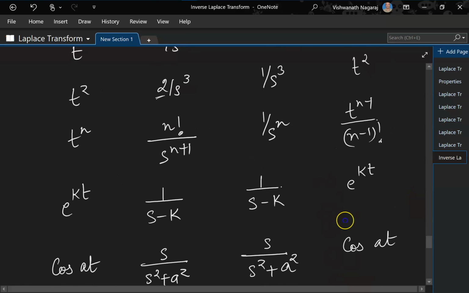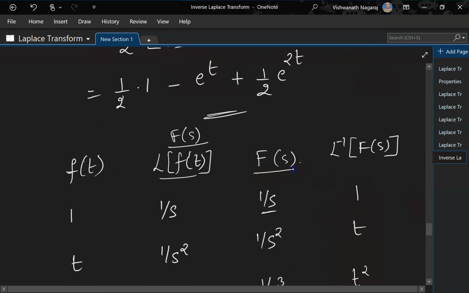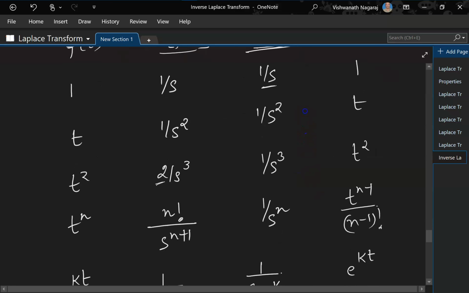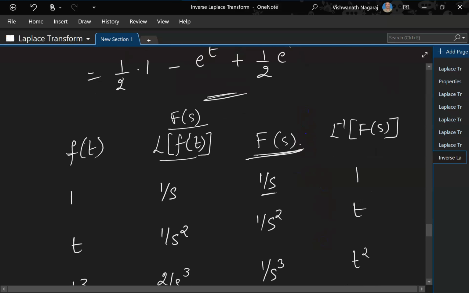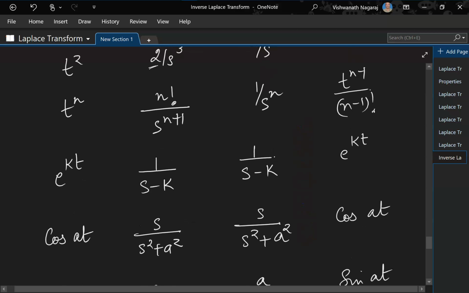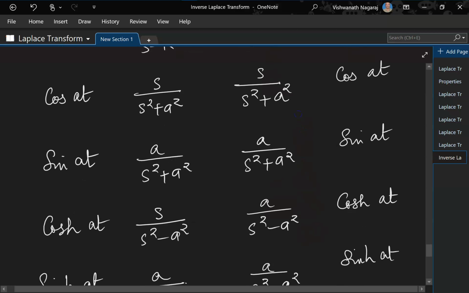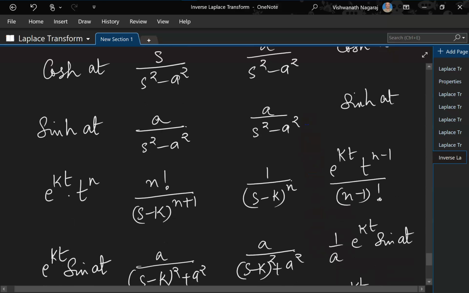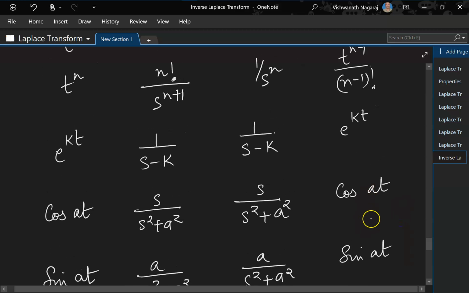What you will have to do is, given a Laplace transform, you will have to do some manipulations. The most commonly used technique is partial fractions, and figure out which pattern it belongs to. It may not match perfectly, so you'll have to manipulate it so that it matches, and then you'll be able to figure out the function whose Laplace transform it is.